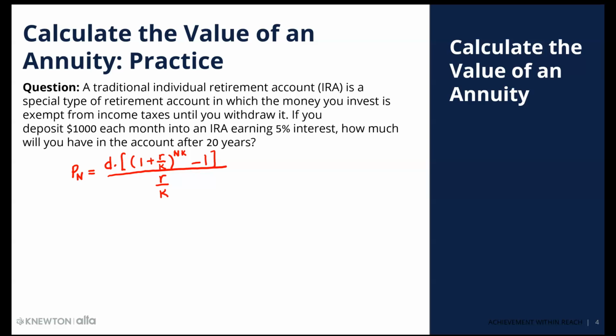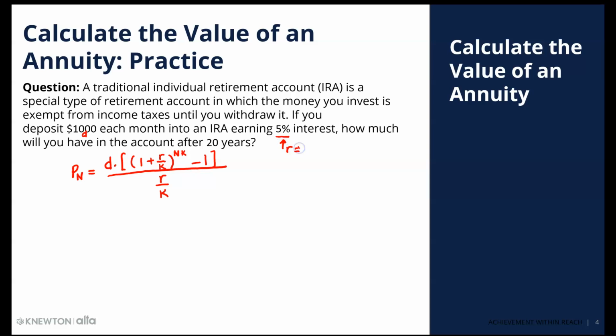Now, to compute this, let us identify the values for each of the variables here. Now this $1,000 here is the amount of deposit each month. So this is your D. And the 5% here, that's the rate of interest, so that would be your R.